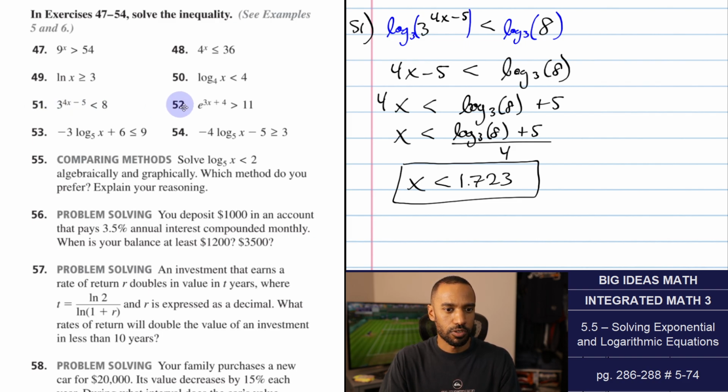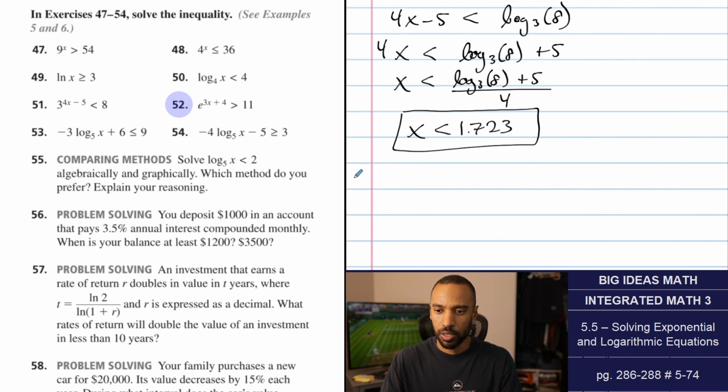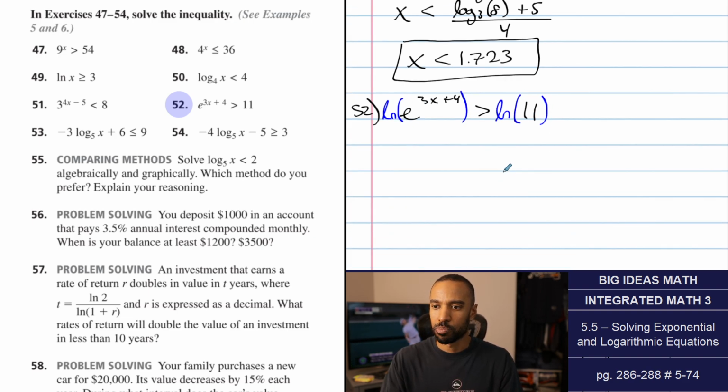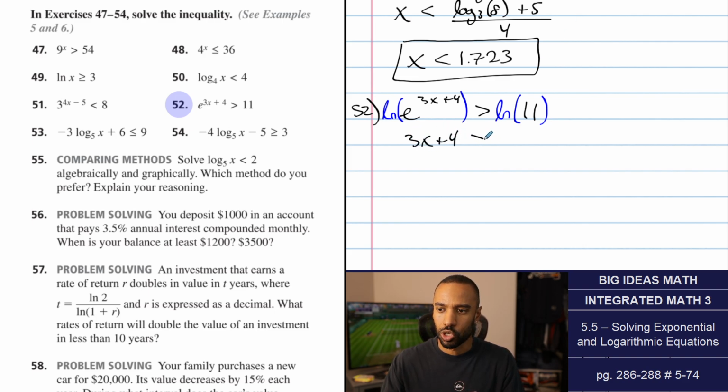Number 52 feels very identical. Maybe a little less work because we get to hit natural log on this one. No, it might be the same work. It's greater than 11. Let's natural log both sides right now. So we get 3x plus 4 is greater than natural log of 11. Subtract 4.